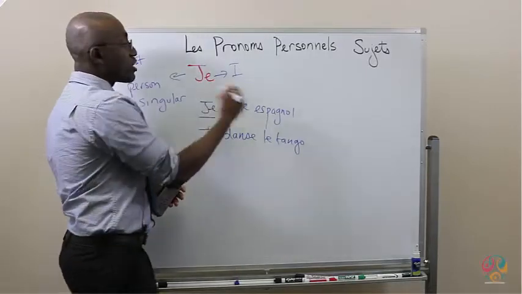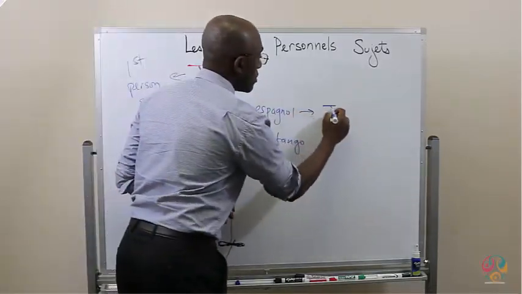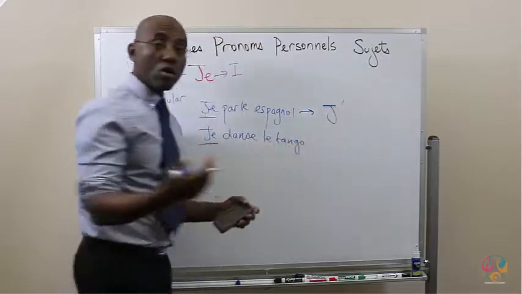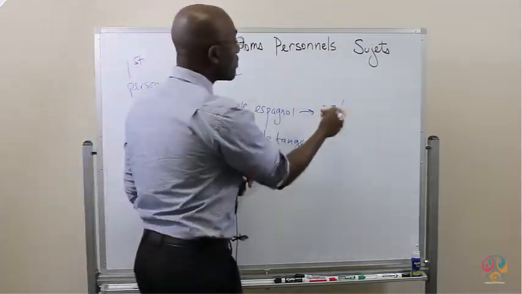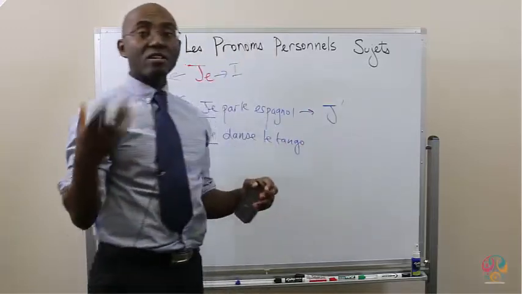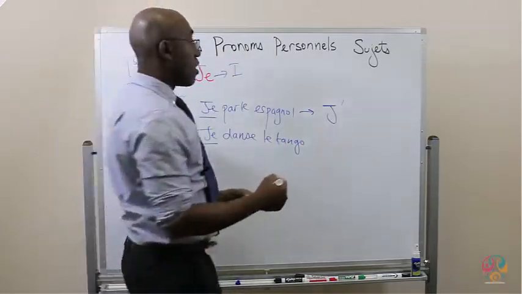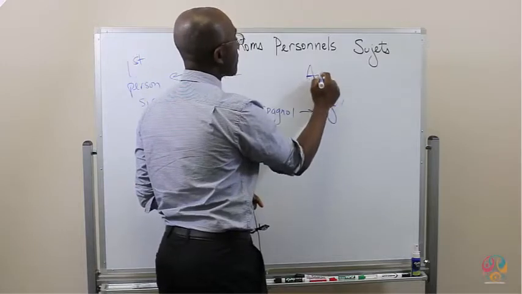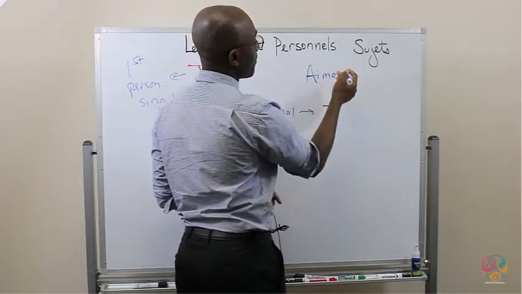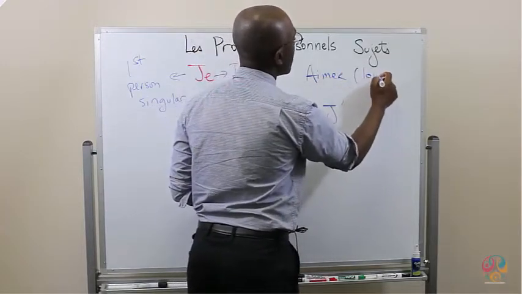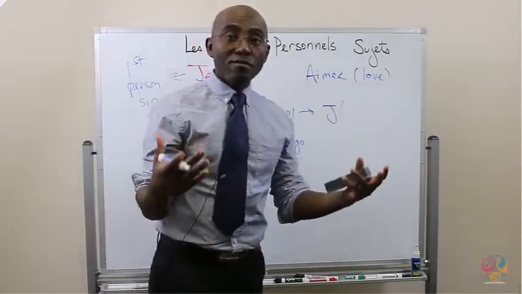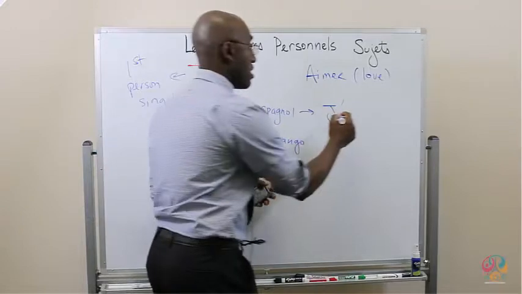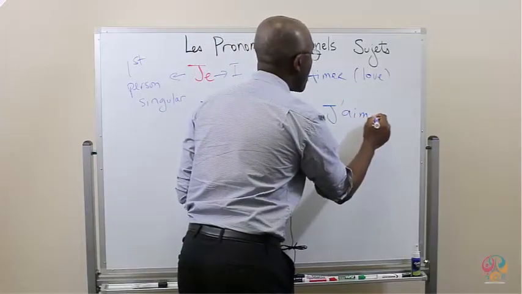Je will change into J apostrophe, when it precedes a verb that starts with a vowel. So, a verb like aimer, to like, to love. Aimer, to love, or to like. If I wish to say I love or I like, I will say j'aime.